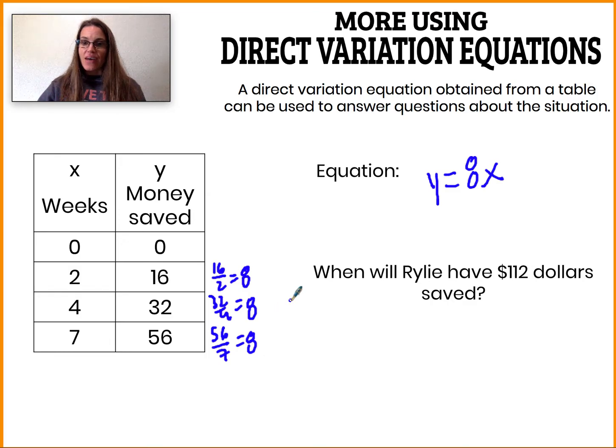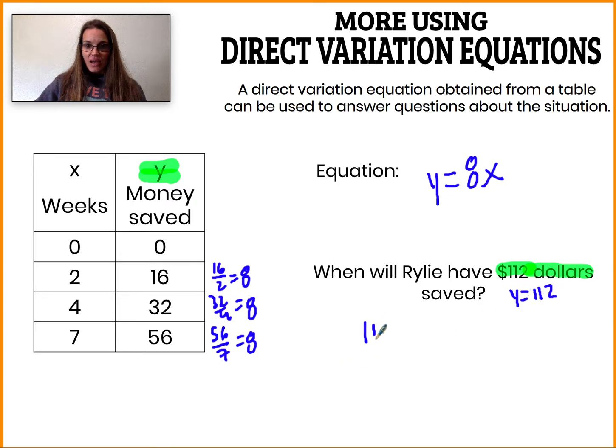Here is our question. When will Riley have $112 saved? Now, is this an example where we're given X or an example where we're given Y? Let's look. The information we're given is $112. Is that X, weeks, or Y, money saved? I hope you know that you're being given Y, money saved. We're given the fact that Y equals 112. So here is the work.